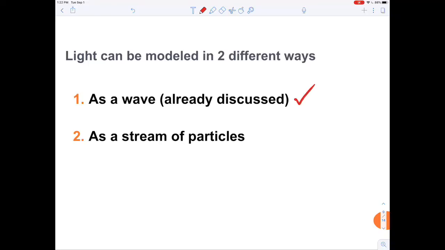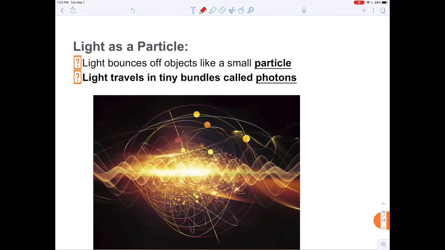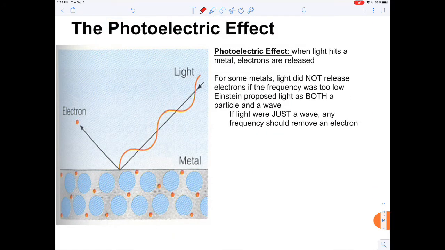So we talked about light as a wave. Next, we're going to talk about light as a stream of particles. So light as particles: light bounces off objects like a particle, and it travels in bundles called photons. So how did they figure this out?